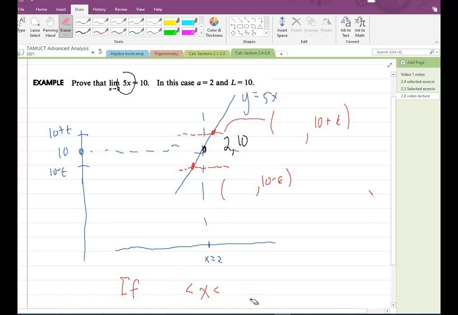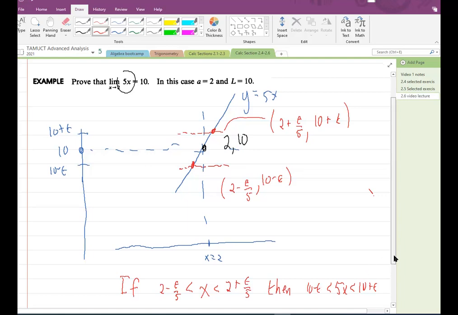All right, so let's go ahead and do this. Here we have 2 minus epsilon over 5 and 2 plus epsilon over 5. That means if x is between 2 minus epsilon over 5 and 2 plus epsilon over 5, then 5x is between 10 minus epsilon and 10 plus epsilon.